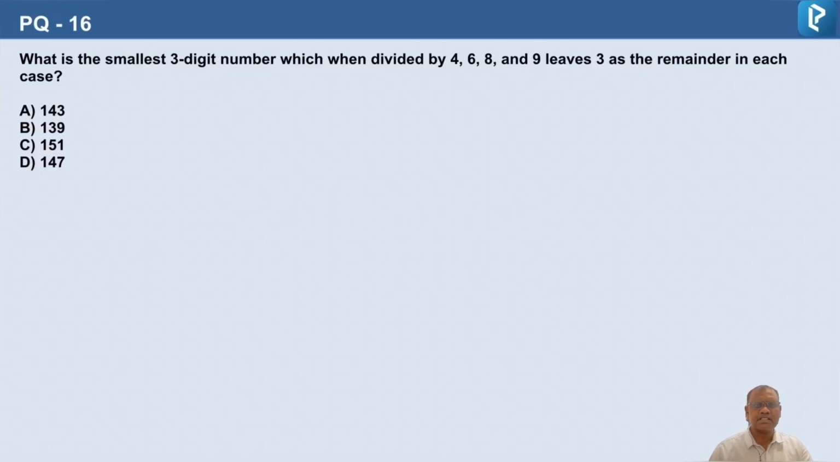Question number 16. What is the smallest 3-digit number which when divided by 4, 6, 8 and 9 leaves 3 as a remainder in each case? So here we have to find out the LCM of the four numbers 4, 6, 8 and 9. So let us find out the LCM for all these numbers.